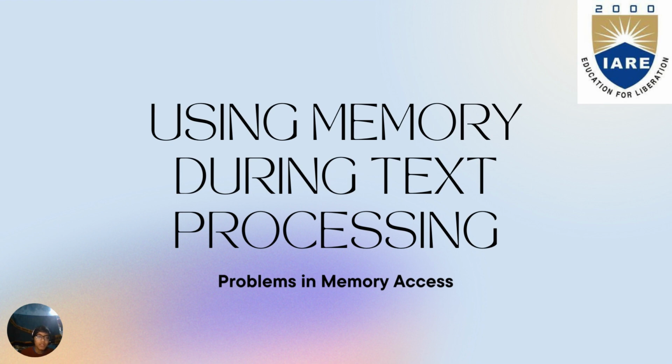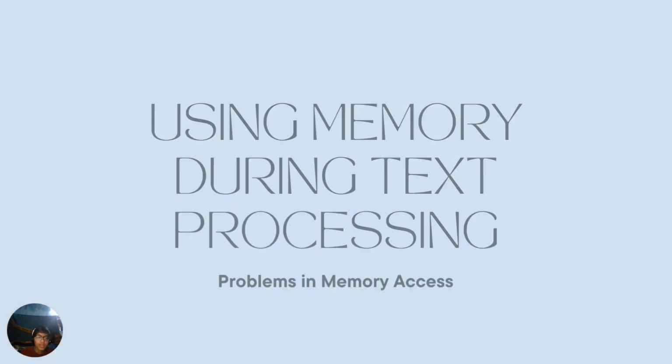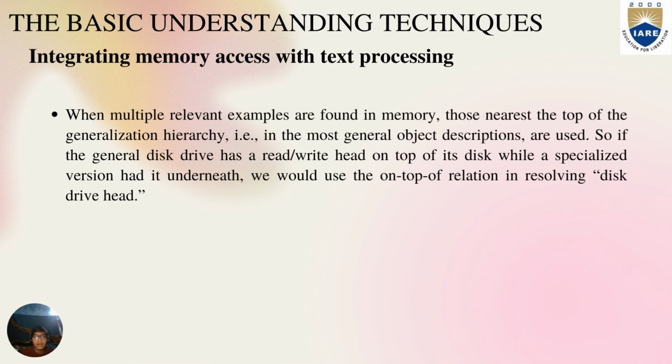Now, using memory during text processing, what are the problems that will arise? When relevant examples are found in the memory, and too many of them, those nearest the top of the generalization hierarchy, that is, the most general object description, are used. So if the general disk drive has a read or write head on top of its disk, while a specialized version had it underneath, we would use the on-top-of relation in resolving disk drive head.